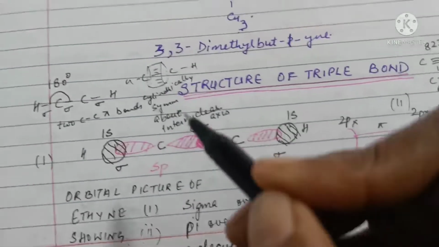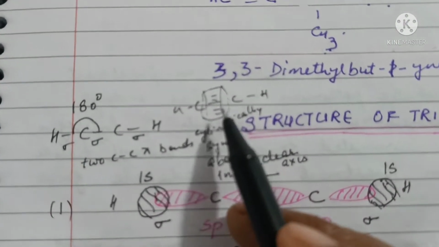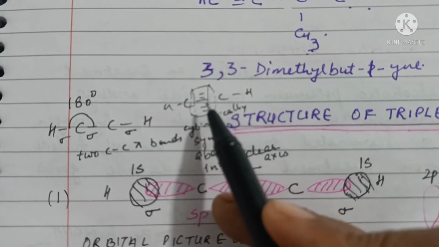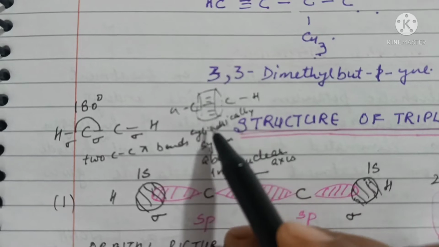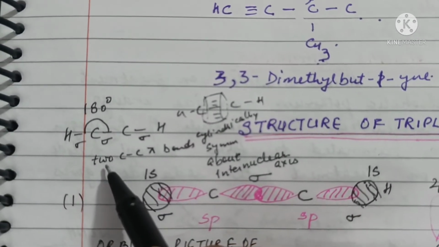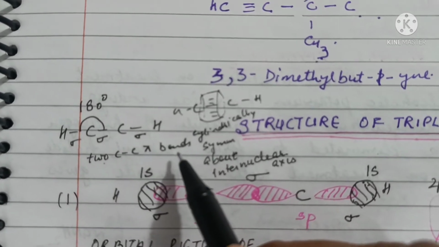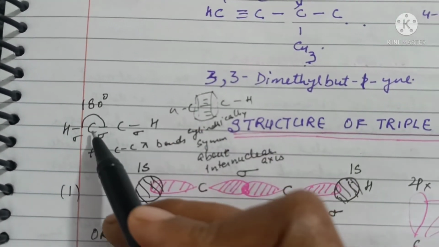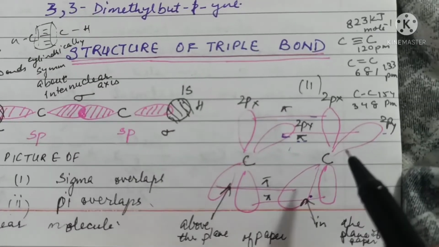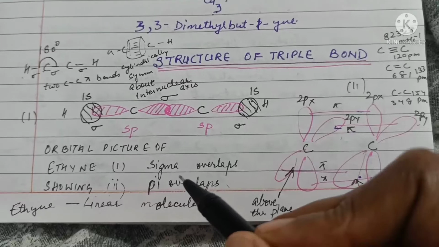So in case of ethyne, there is one carbon-carbon sigma bond, a single bond, and out of the 3 bonds, 2 are pi bonds. So this is the structure. There is 1 carbon-carbon sigma bond, 2 carbon-hydrogen sigma bonds, and 2 carbon-carbon pi bonds.